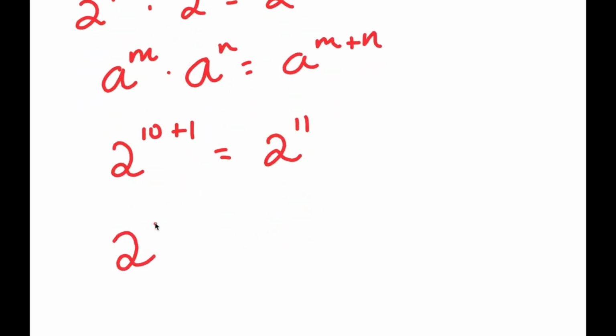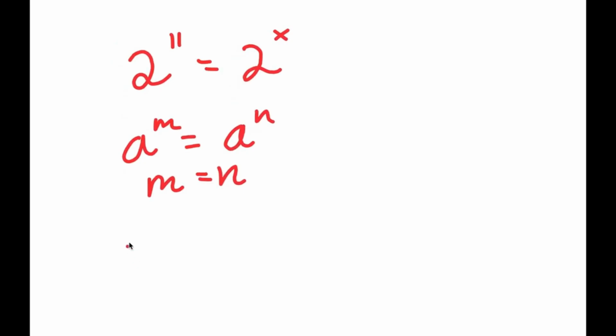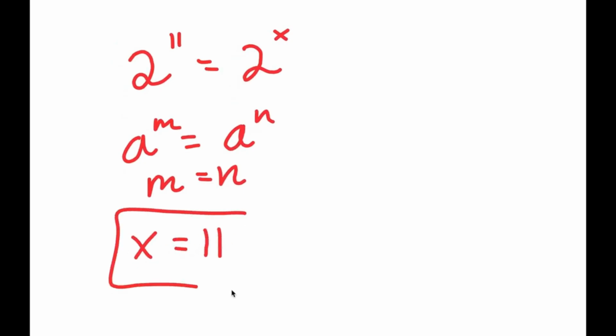So I get 2 to the power of 11 is equal to 2 to the power of x, and if I have something in the form a to the power of m is equal to a to the power of n, this means that m is equal to n. So in this case, x is equal to 11.